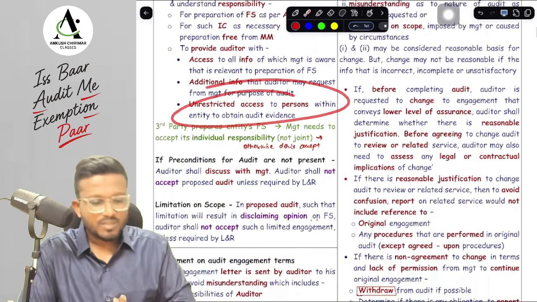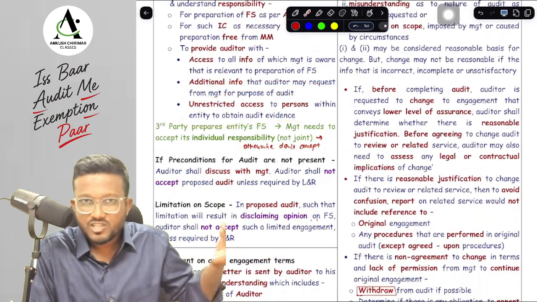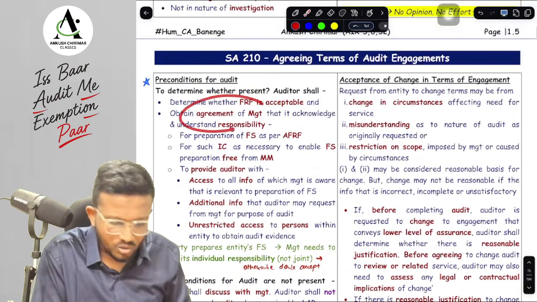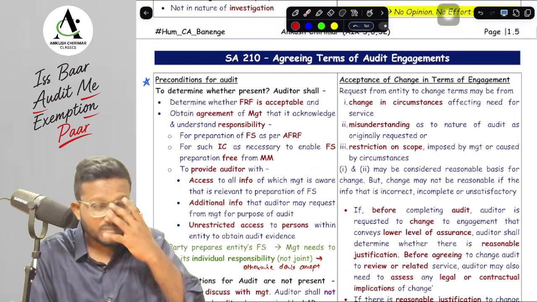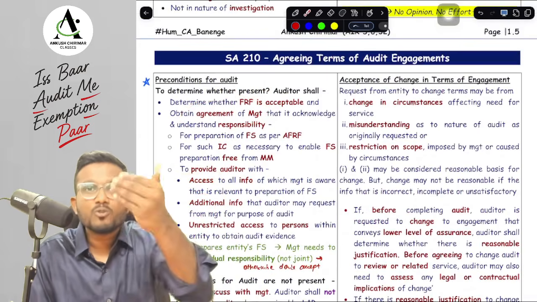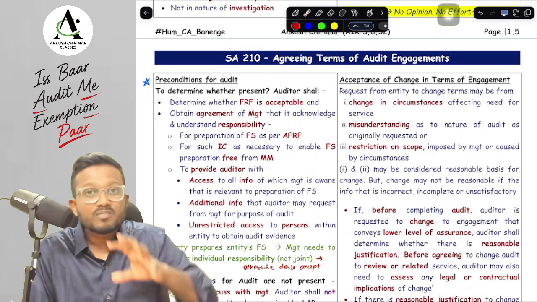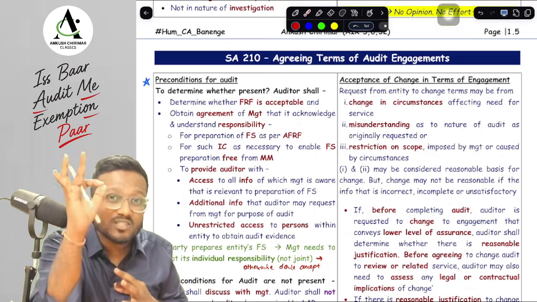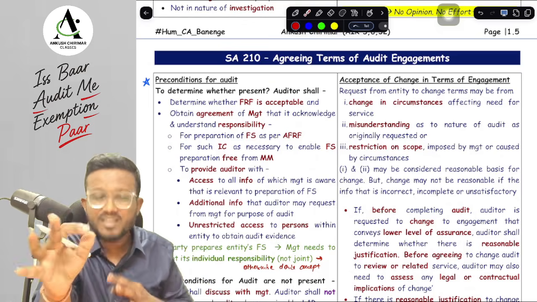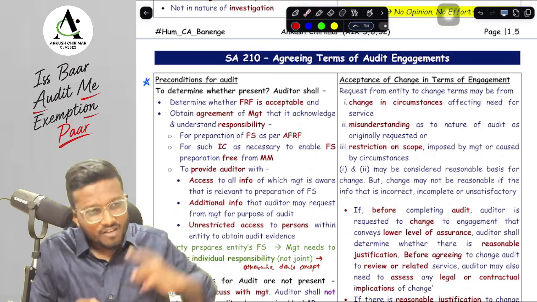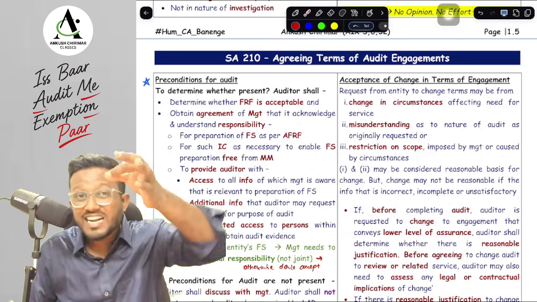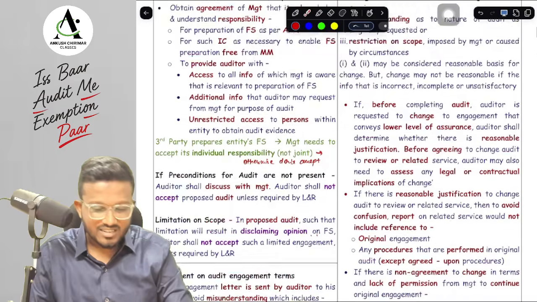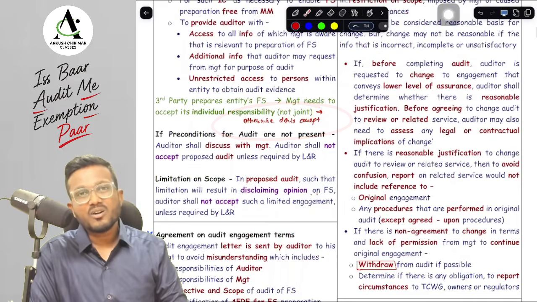Now there is an MCQ. Suppose there is a third party which is preparing the financial statements on behalf of the management, and when we went to the management to obtain an agreement, management said that since a third party is also preparing the financial statements, we will give you a joint responsibility. Can the auditor accept joint responsibility from the management? No. For us, it is the management who has the whole and sole responsibility for preparation of financial statements, so we cannot accept joint responsibility. We will tell management, we want your individual whole and sole responsibility for the financial statements. And if the management is not giving us that, then we will not accept this particular audit engagement.